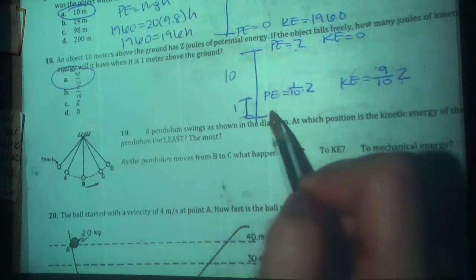But it's not all kinetic energy, because it still has some height. So it couldn't be z. It would be z at the very, very end.